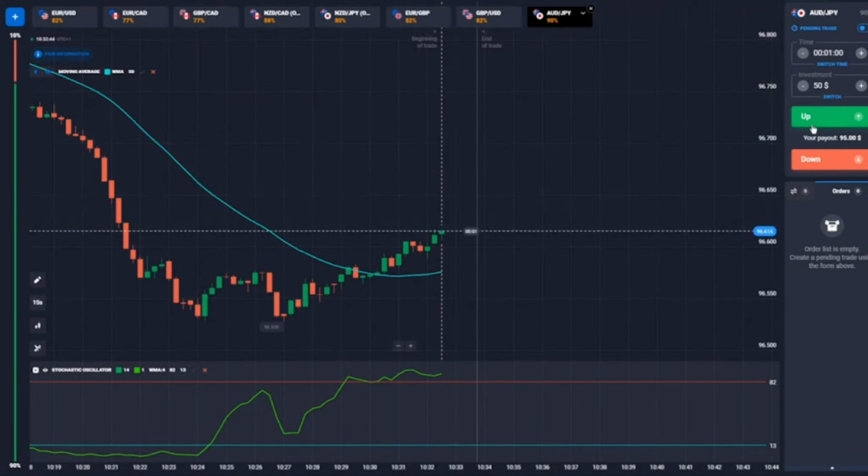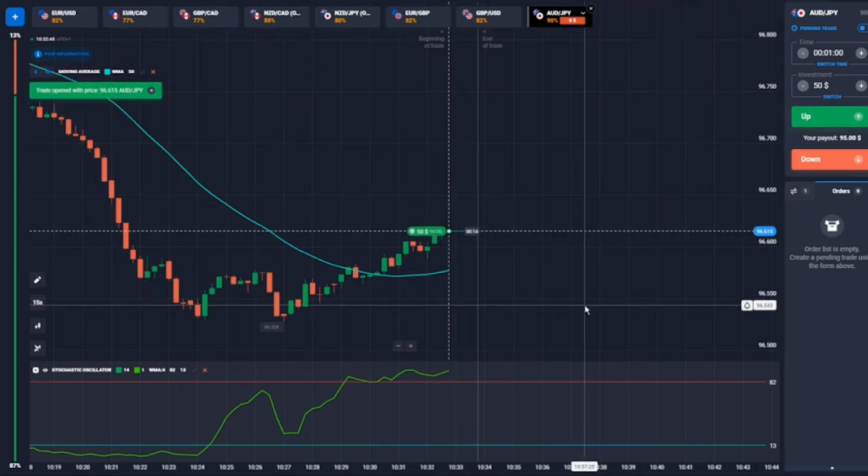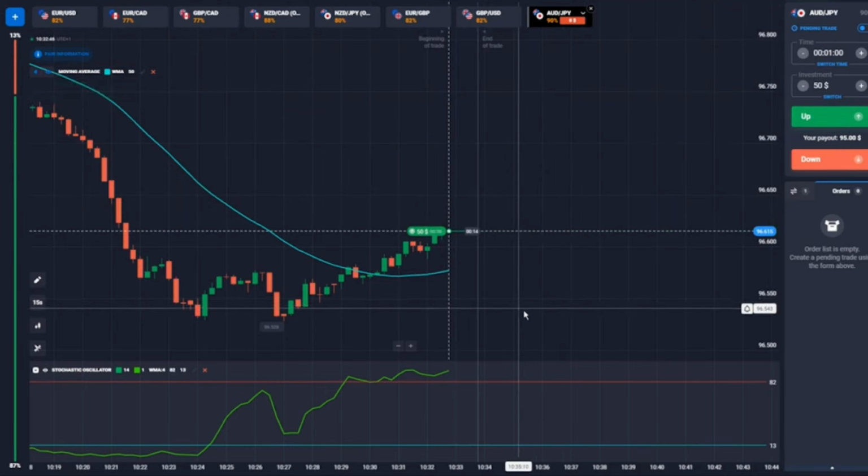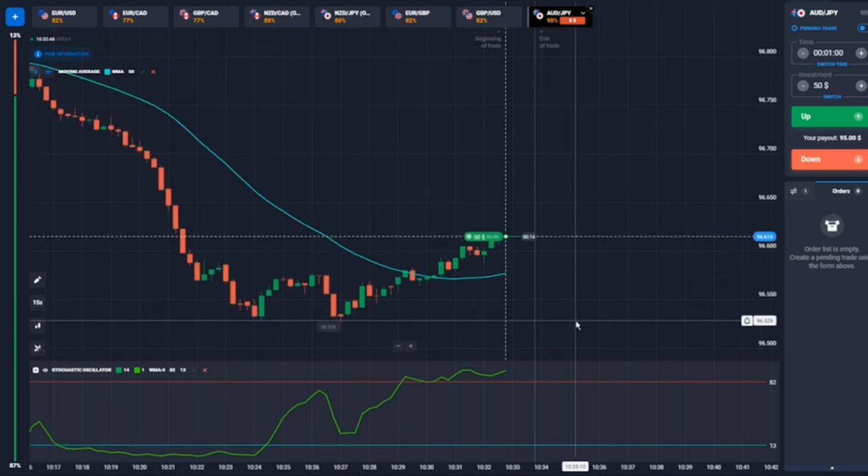Today I'm aiming to grow the account to $1,000 with this easy strategy, and I will explain my entry point techniques so you can do the same and make profit on Quotex broker.